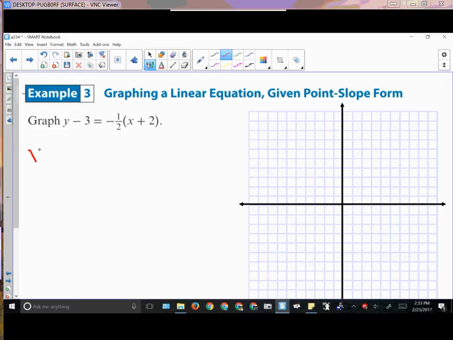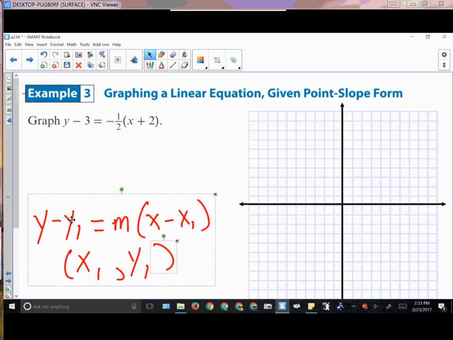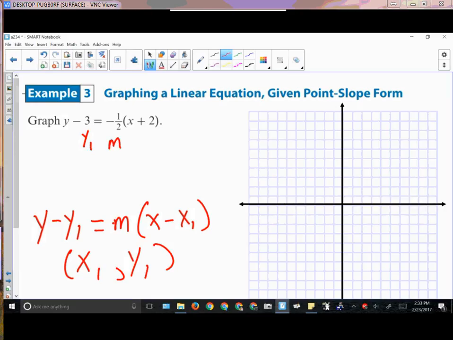Now, this is y minus y1 is equal to m, which is our slope, times x minus x1. And the coordinate that it has to go through is x1, comma, y1. Now, I look at this and I say to myself, hey, I can just pick the pieces out of here that I need. So I know that this is supposed to be y1 over here. Okay. This has to be my slope m, and this has got to be x1.